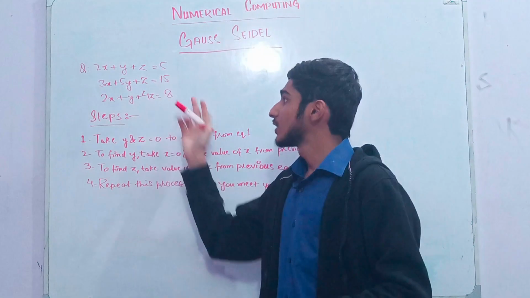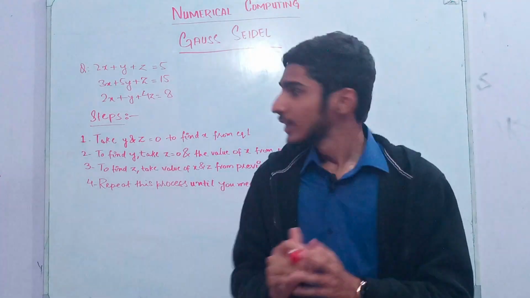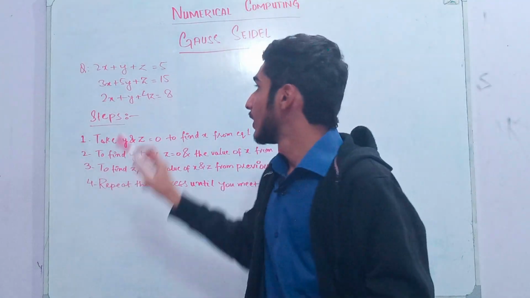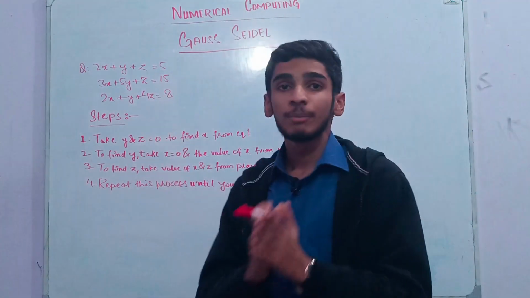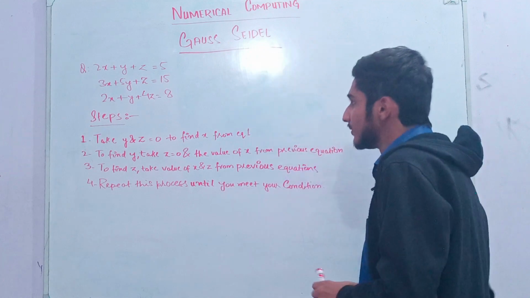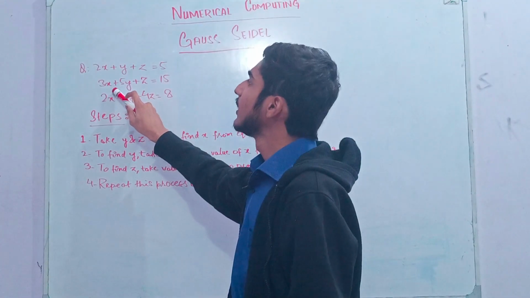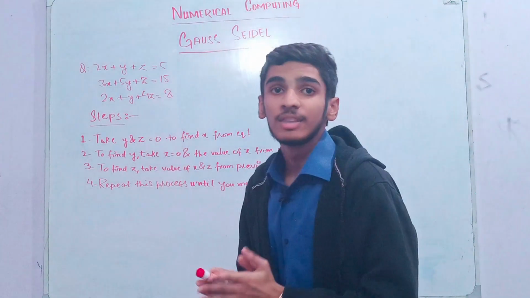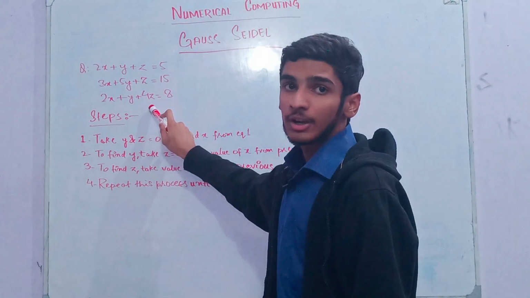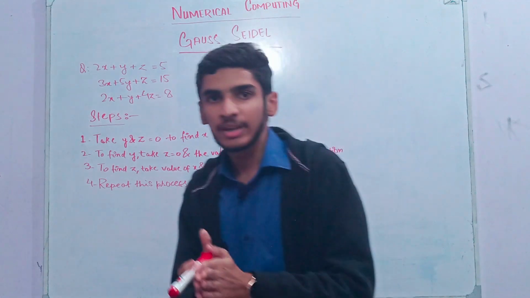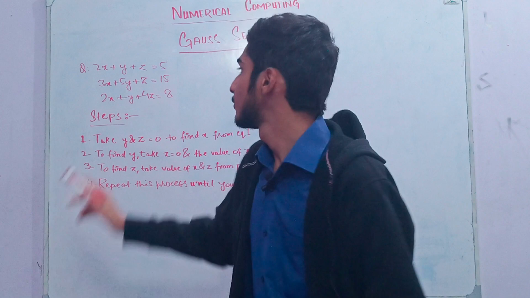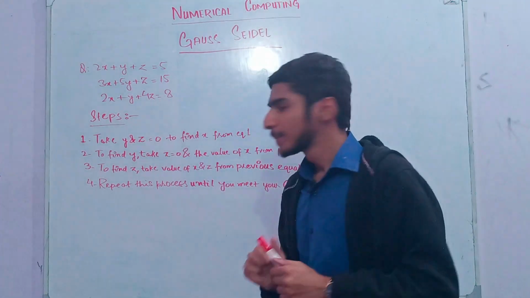So second equation, to get the value of y. To get the value of y, we're gonna put z equals to 0, and we're gonna put the value of x which we calculated in the first step. So we're gonna get the value of y, and in the next step, to calculate the value of z, we're gonna put the value of y which we calculated in the second step, and the value of x which we calculated in the first step in this equation to get the value of z.